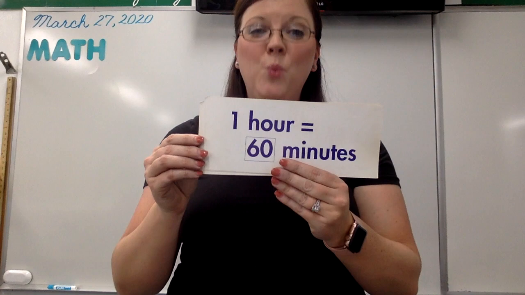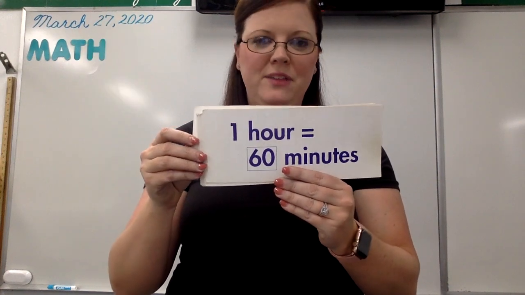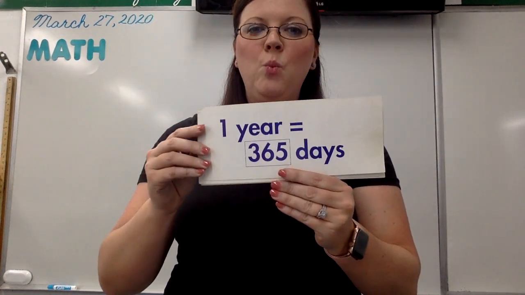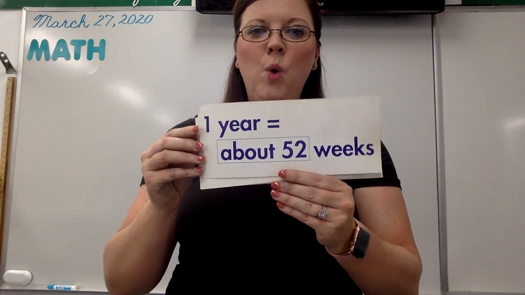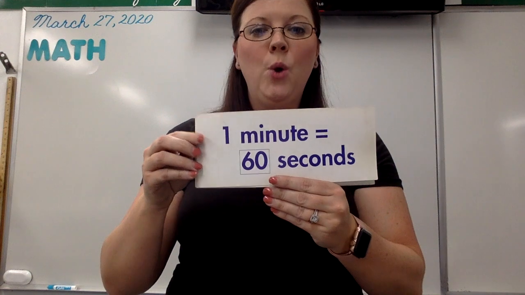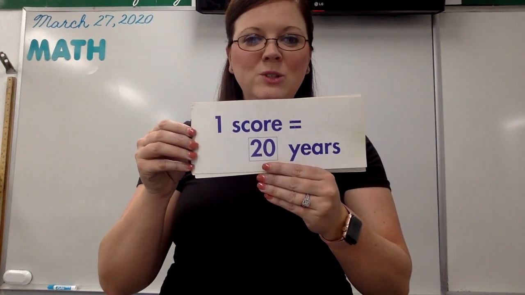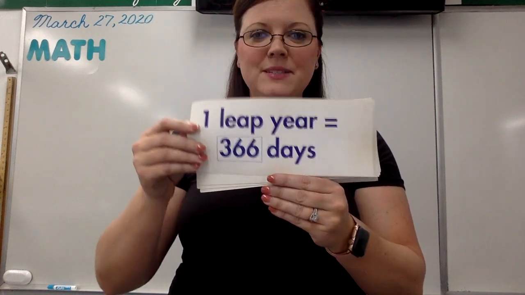Here we go. 1 hour equals 60 minutes. So we're taking a break from our giant step. Read these with me. 1 year equals 12 months. 1 year equals 365 days. 1 year equals about 52 weeks. 1 minute equals 60 seconds. 1 score equals 20 years. 1 week equals 7 days.